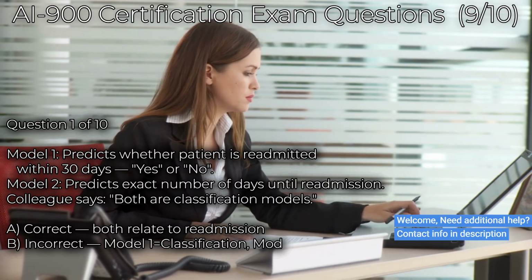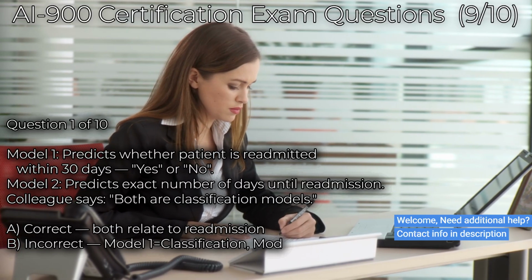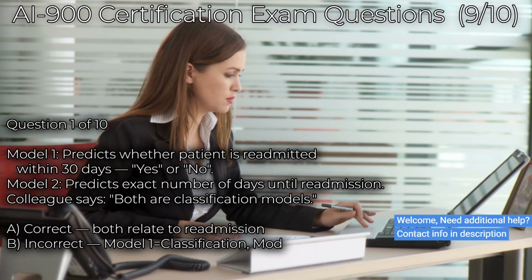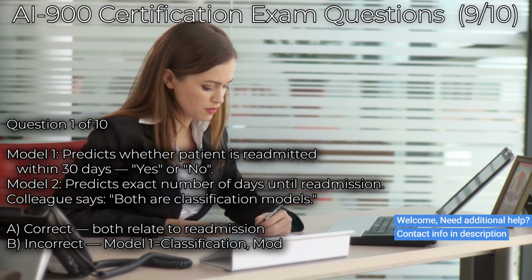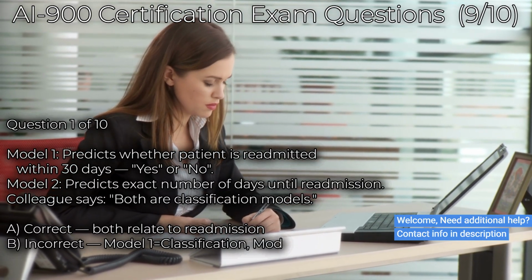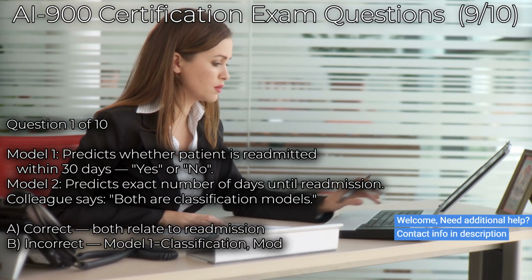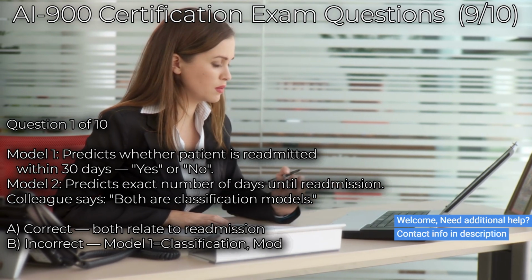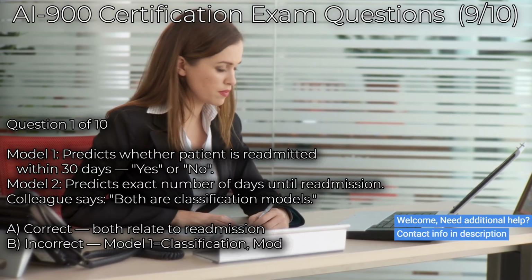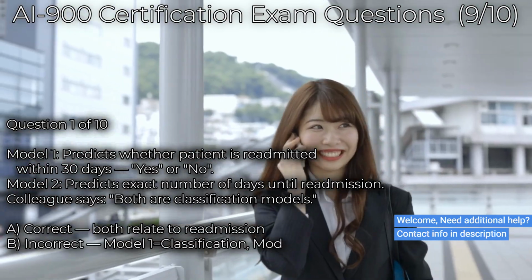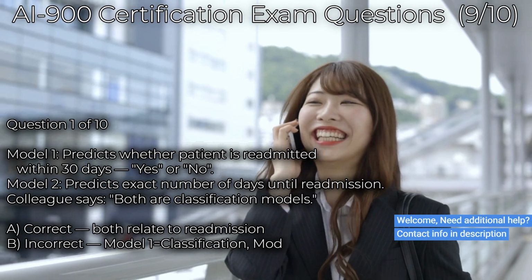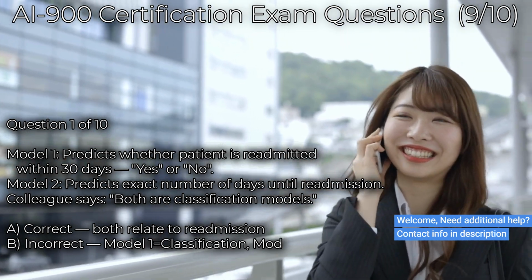2 models on the same topic can be fundamentally different types depending solely on what they output. The exam frequently embeds this trap by using the same real-world subject for both model descriptions. Key trigger: yes or no, pass or fail, spam or not spam equals classification. Exact number, amount, price, or duration equals regression.